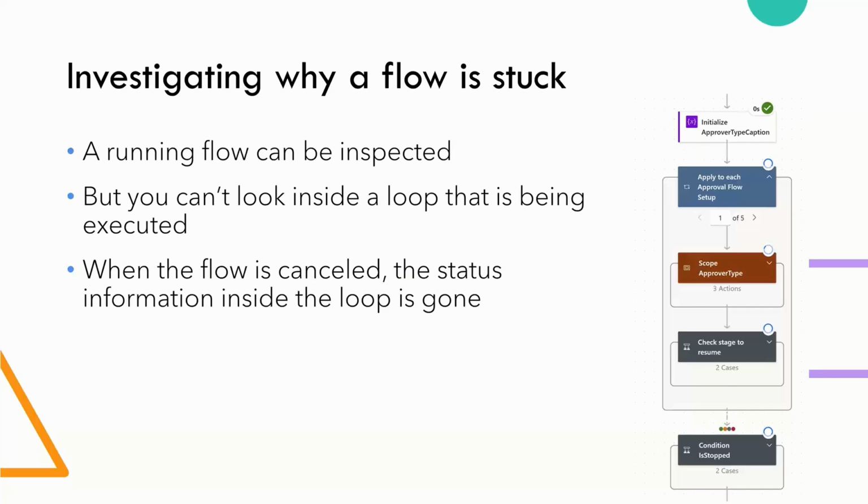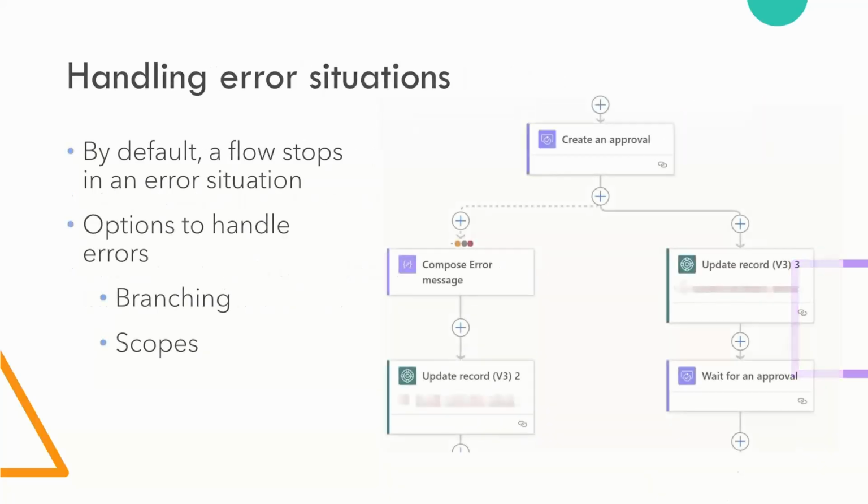And when you cancel the flow, you say, oh, I have no idea what it's doing, it's too long, let me cancel the flow. All status inside the loop is gone. Nothing is saved into database, into Dataverse. So when you are in this situation and you have no idea what's going on, you're just out of luck. And I do not have a solution for that.